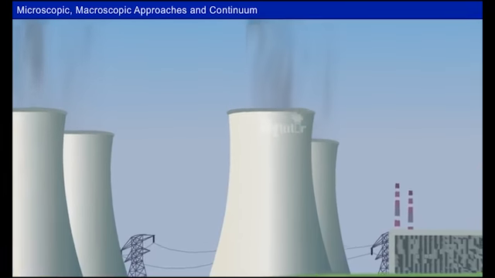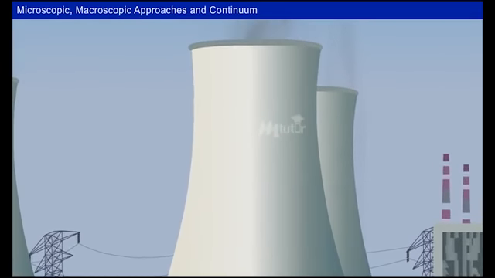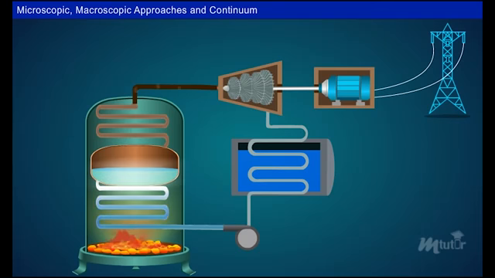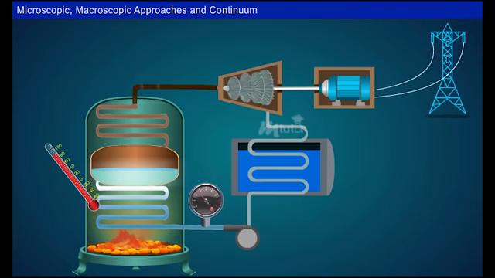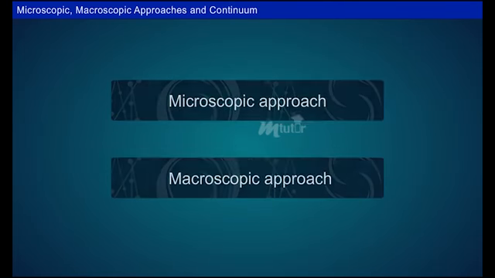Now, let us take the power plant as an example to explain various thermodynamic approaches. To generate power, a boiler converts water into steam, which in turn rotates the turbine blade connected to a shaft. This shaft is coupled with a generator shaft to produce electricity. In the boiler, when water is heated, the temperature and pressure will increase. This can be measured by two approaches, microscopic approach and macroscopic approach.